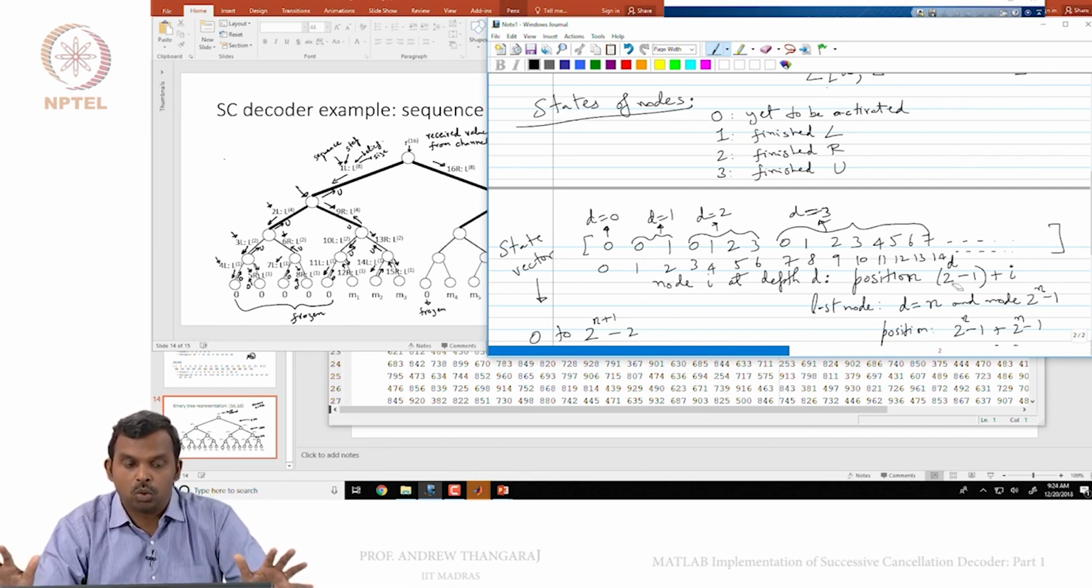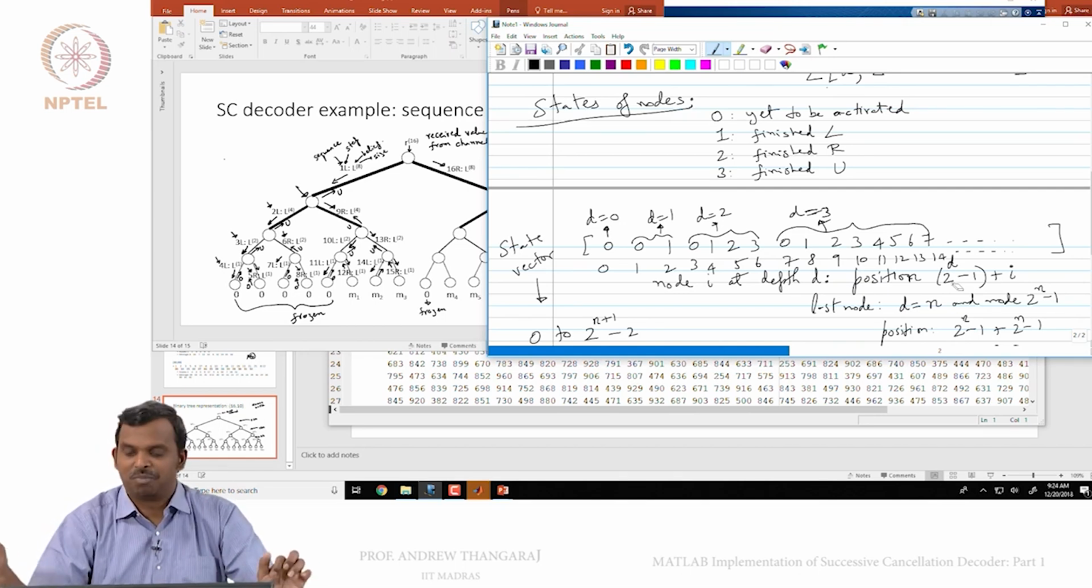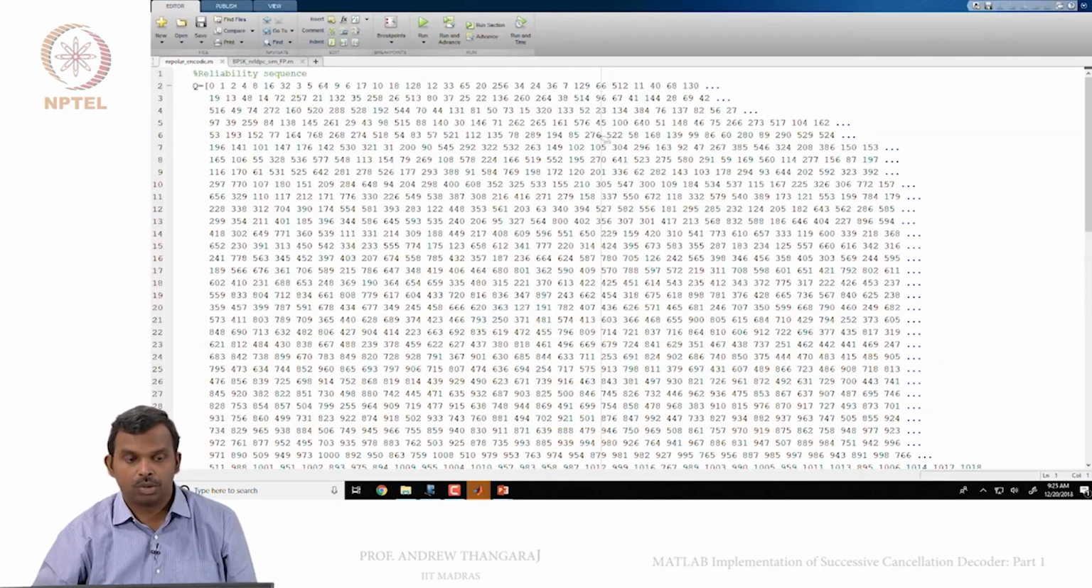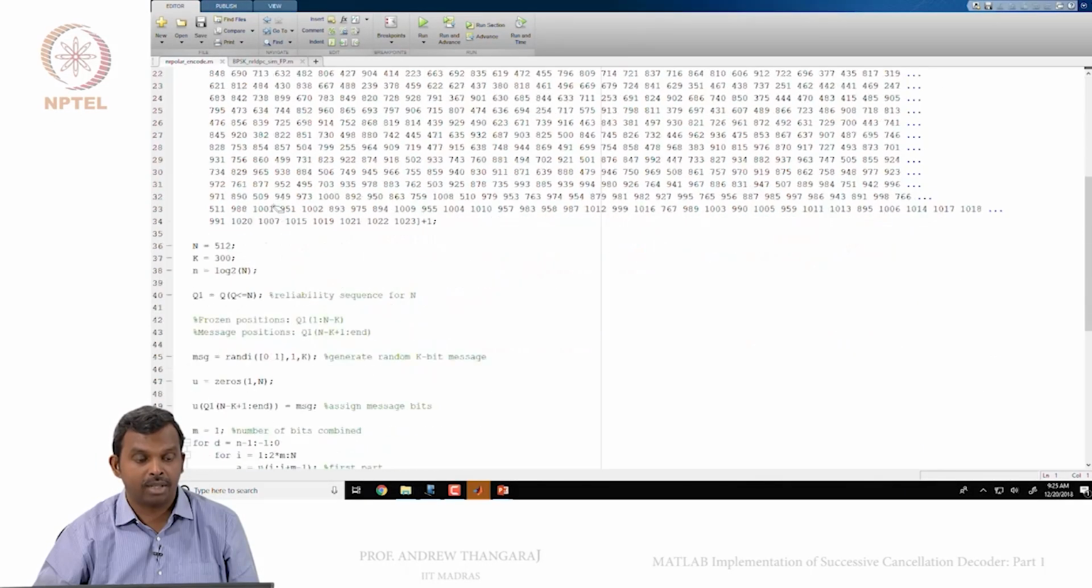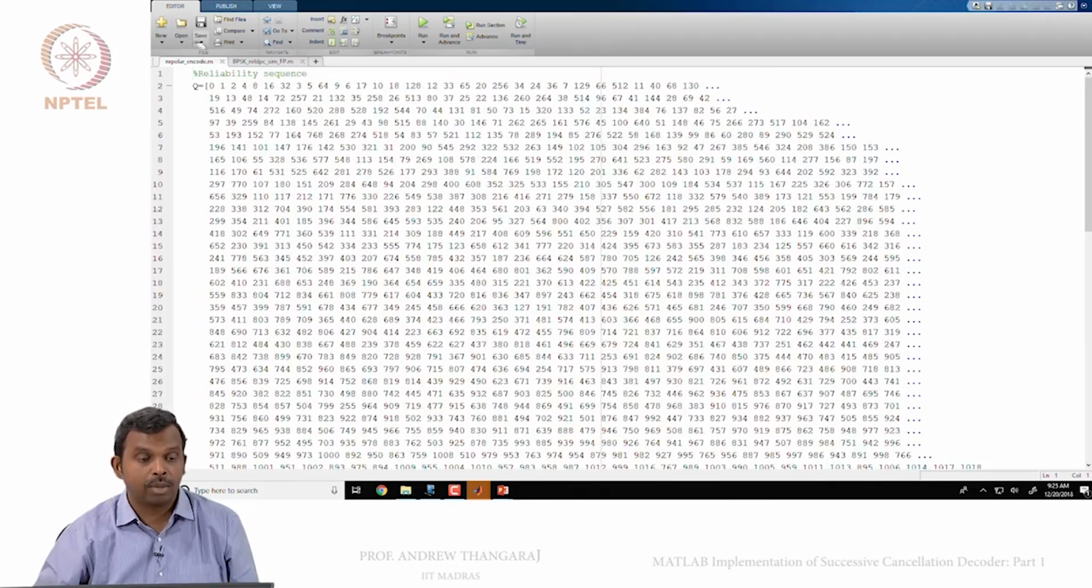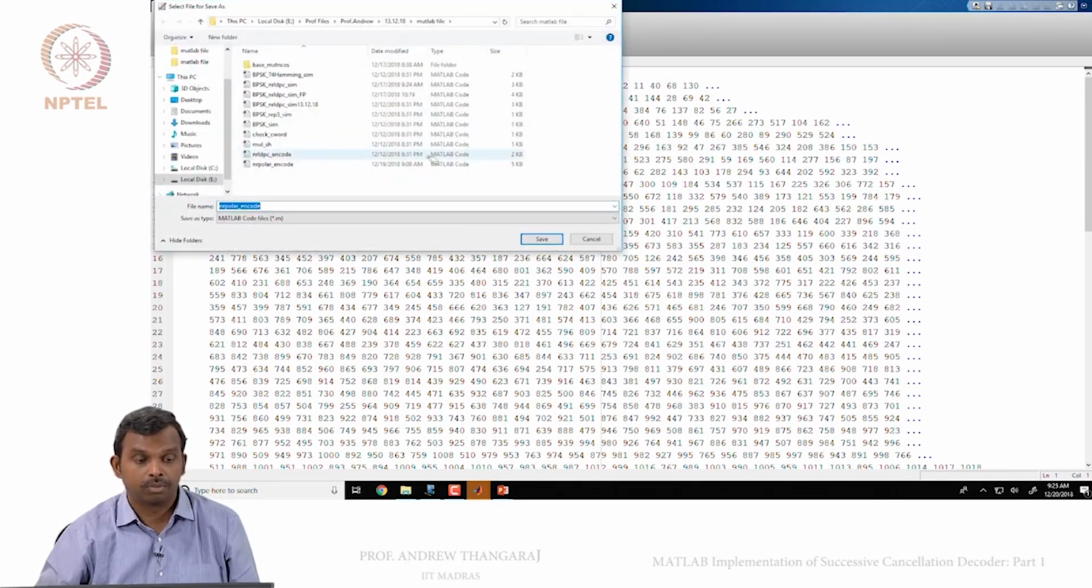Now we know how to store and represent binary tree nodes and traverse from one to the other. We know how to store the beliefs and how to access the beliefs corresponding to a particular node. We know how to store the states of the nodes and access the state of a particular node, and we can start writing the decoder. Let's see, so over to MATLAB. This is the encoder that we had before. It had the reliability sequence. You remember the encoder. What I'm going to do is save this as decode.